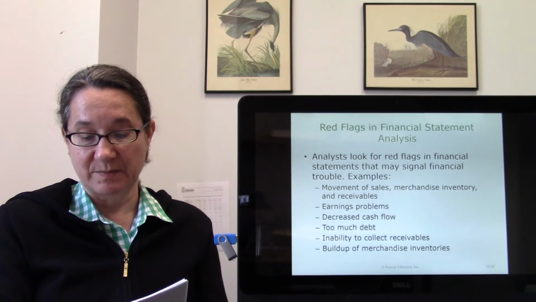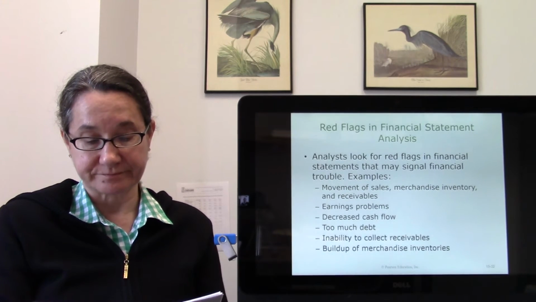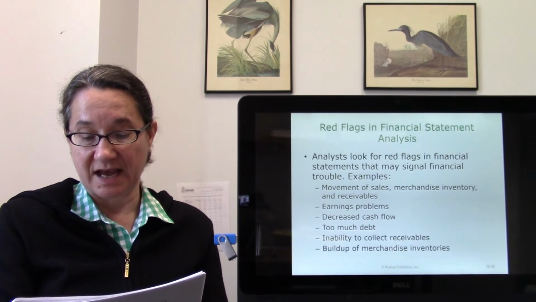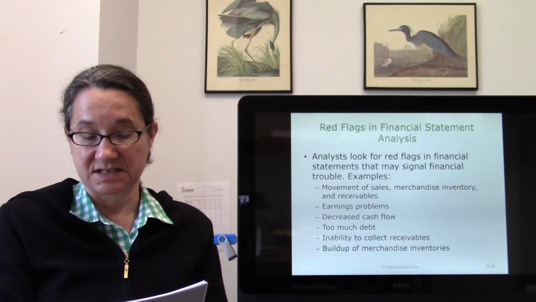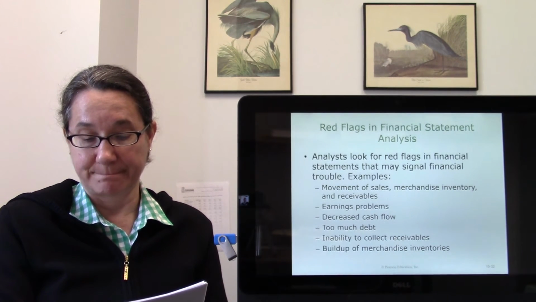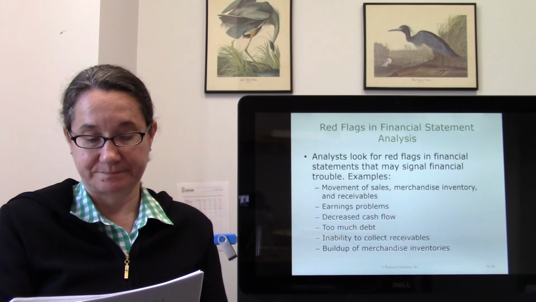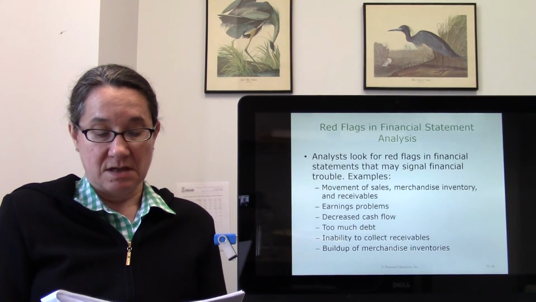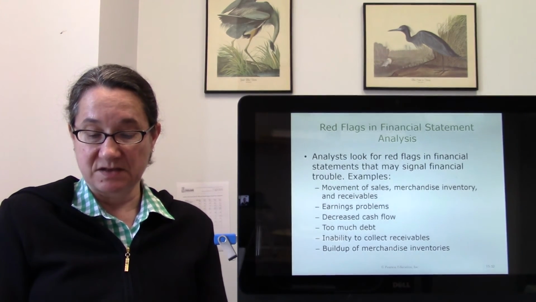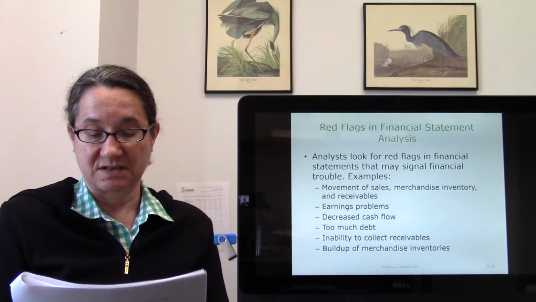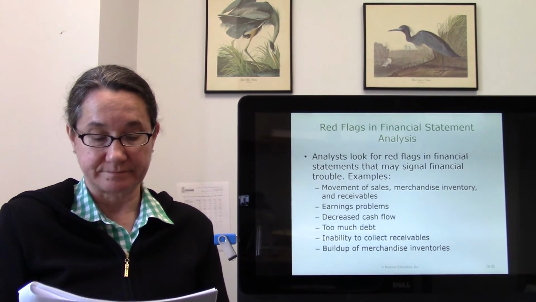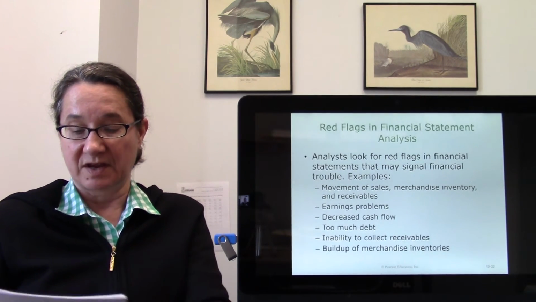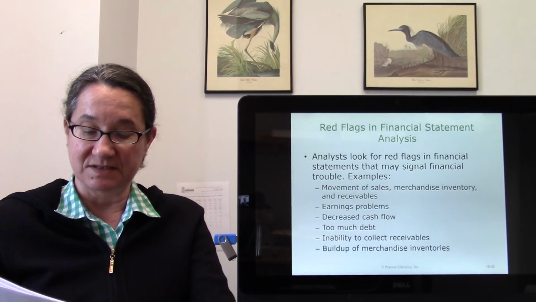Earnings problems. Most companies cannot survive losses year after year. Decreased cash flow. Cash flow validates net income. Is net cash flow from operating activities consistently lower than net income? If so, the company is in trouble. Too much debt. If the debt ratio is too high, the company may be unable to pay its debts. Inability to collect receivables. Are days' sales in receivables growing faster than for competitors? If so, a cash shortage may be looming. Buildup of merchandise inventories. Is inventory turnover too slow? If so, the company may be unable to sell goods, or it may be overstating merchandise inventory.